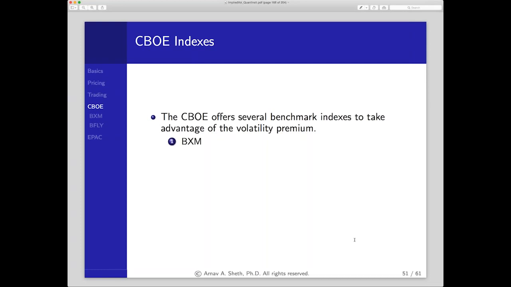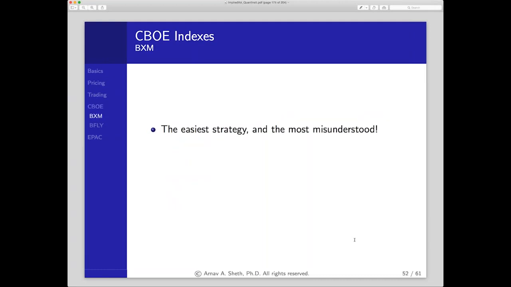All right, now I did promise that I'll talk about a few CBOE indexes, and these are easy ways to take advantage of the volatility premium. So there are a bunch of different indexes. We have the BXM, which is a covered call. We have a BFLY, which is an iron butterfly, a collar, a condor, and a put. I'm just going to talk about the first two because we don't have much time.